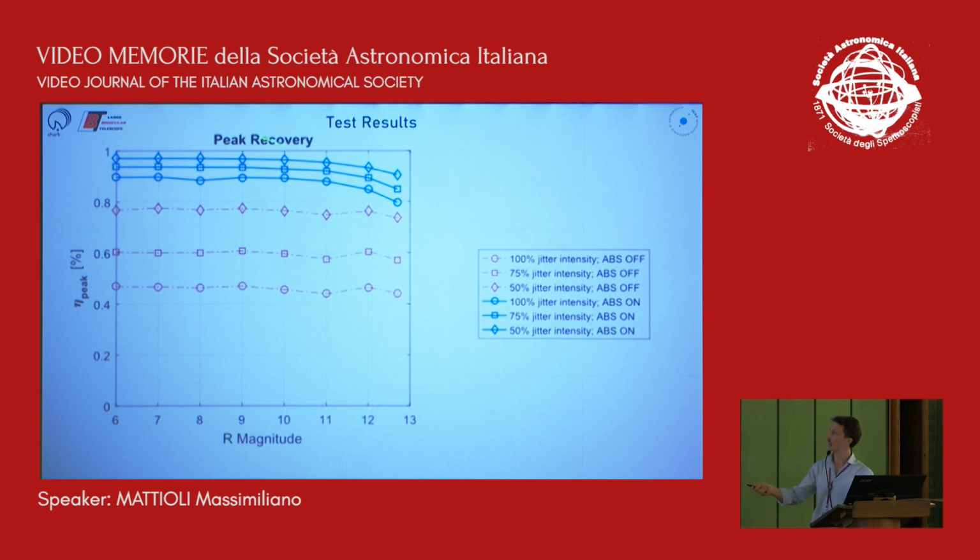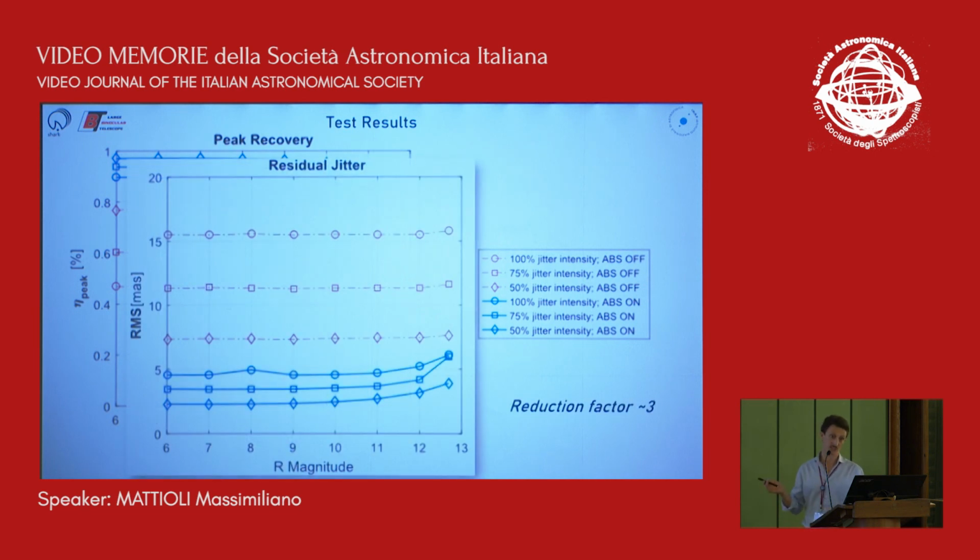So the peak recovery is about 90% and is quite the same over all the magnitudes we explored. The system seems to fail over magnitude 12.7, due also to the performance we expected. Maybe with better performance from SOL, we can go ahead. This is the same, but in terms of RMS. From this plot, you can see that we have basically a reduction factor of about 3 over all the data we explored.